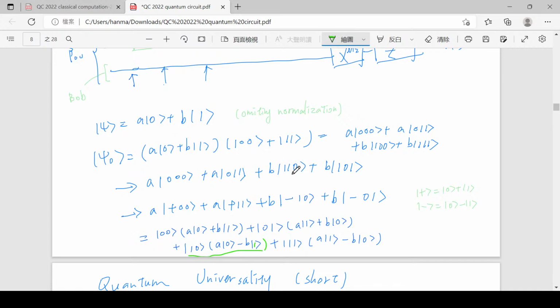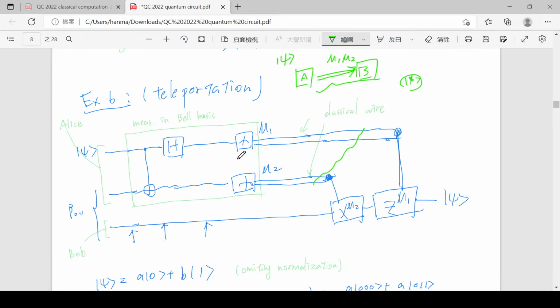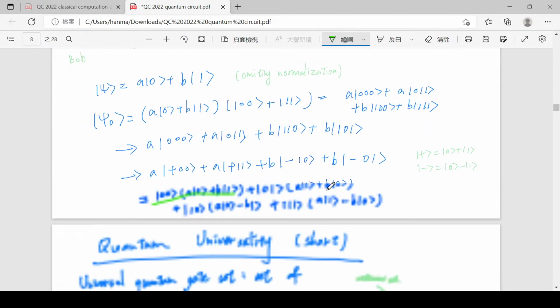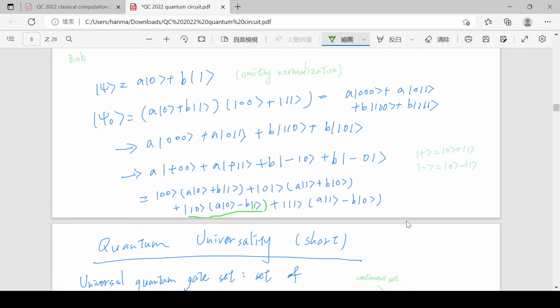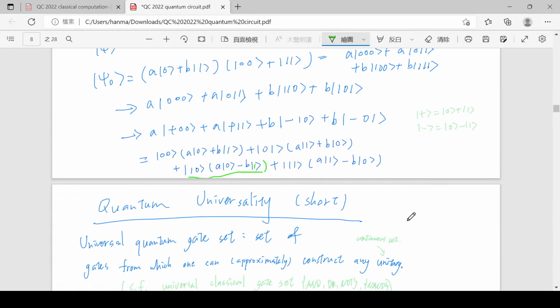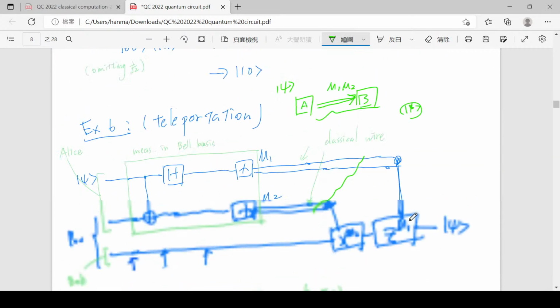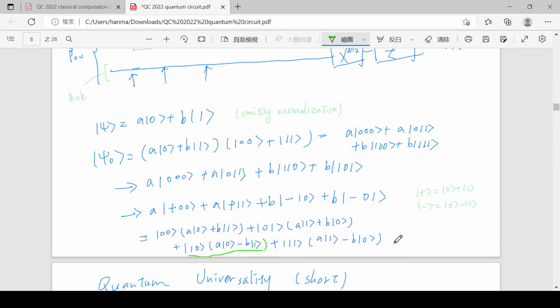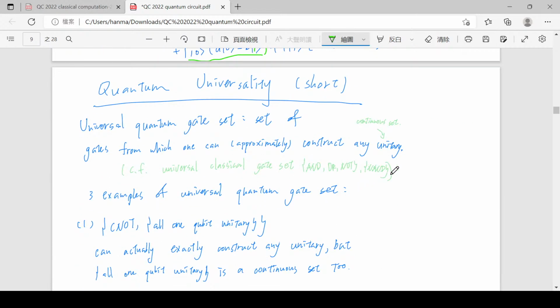Okay. So any question on this circuit representation of teleportation? Once again, if you want to check more of the calculation detail, you can read the previous lecture note. Okay, so that's the end of introduction to quantum circuit. And now let's talk about something a little more theoretical.